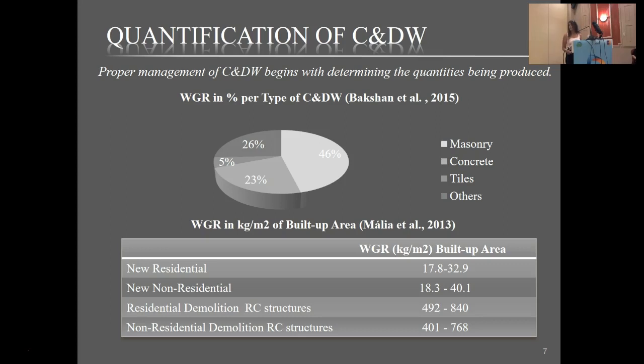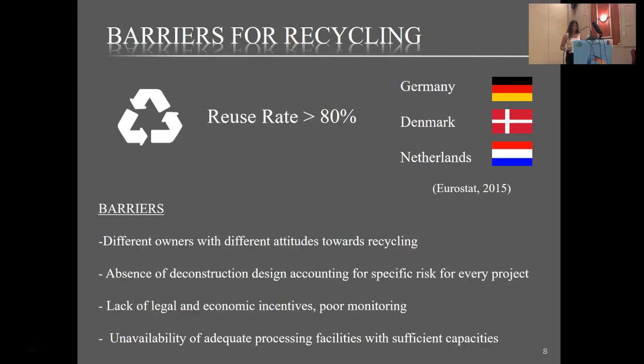The first presents the waste generation rate in percent per type of waste. As we can see, masonry, concrete, and tiles amount to almost 75% of the waste and will be the focus of my study. The second one shows the results in kilogram per meter squared of built-up area for construction and demolition of residential and non-residential buildings. As you can see, the waste rate can reach up to 850 kilogram per meter squared, which is huge.